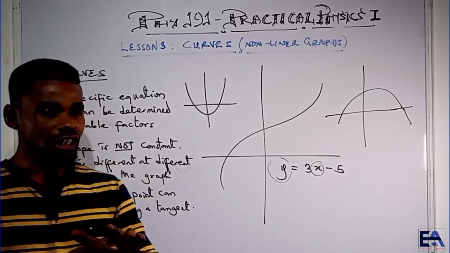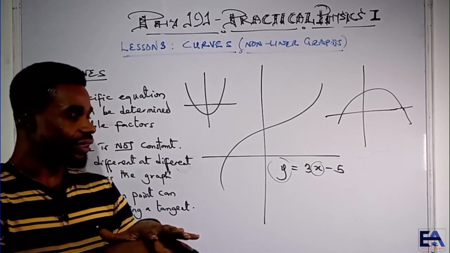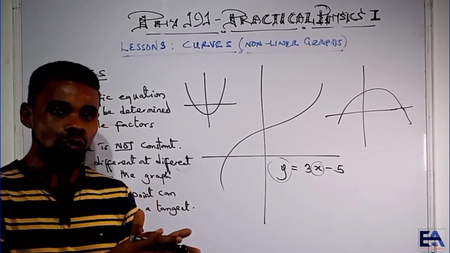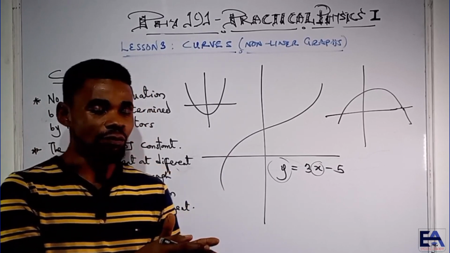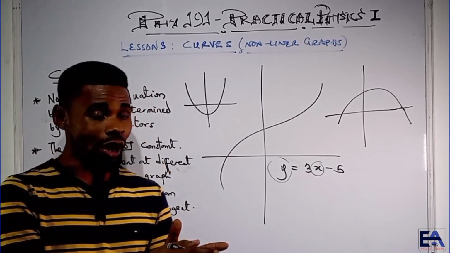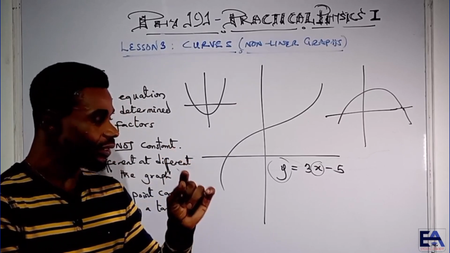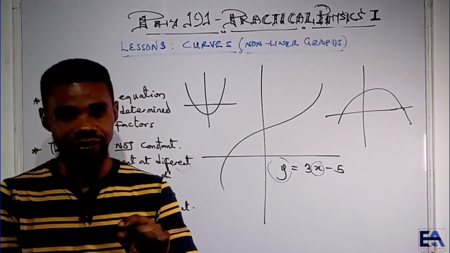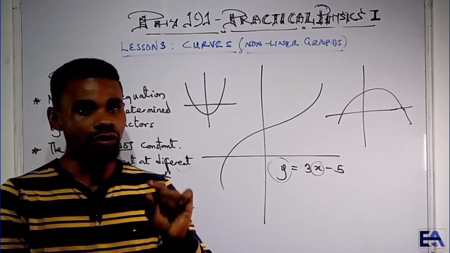So the moment you have a situation whereby you can have more than one possible value of y for a corresponding value of x, then it means that that graph is definitely not a linear graph. It's definitely not going to be a linear graph.